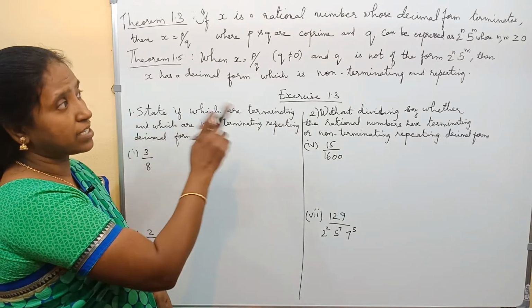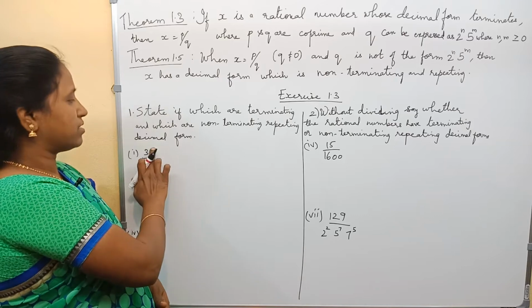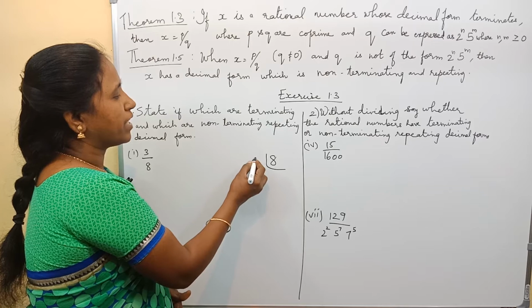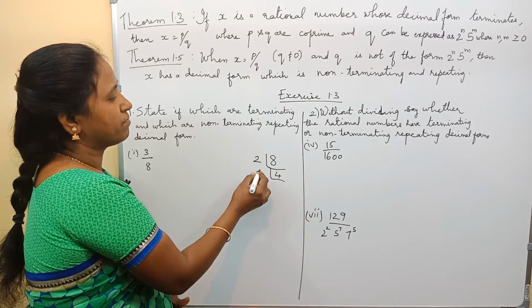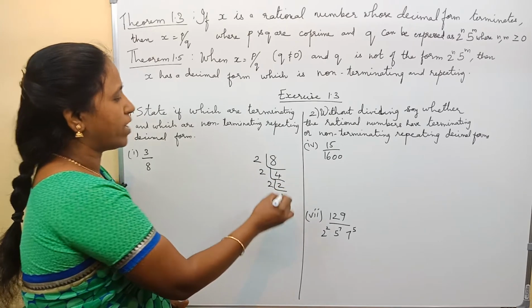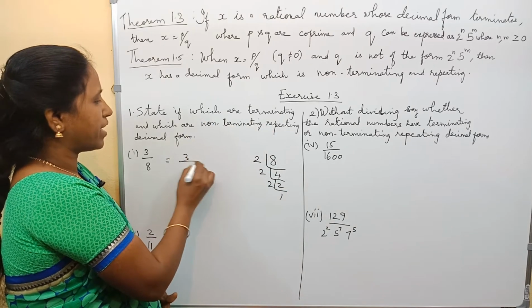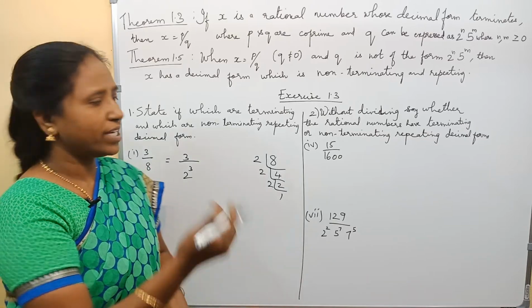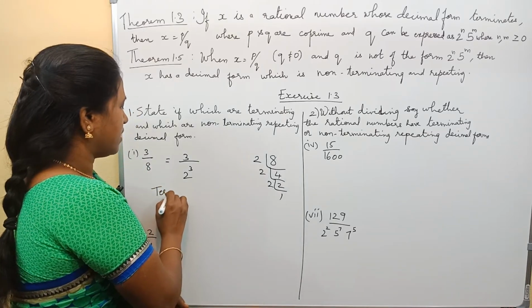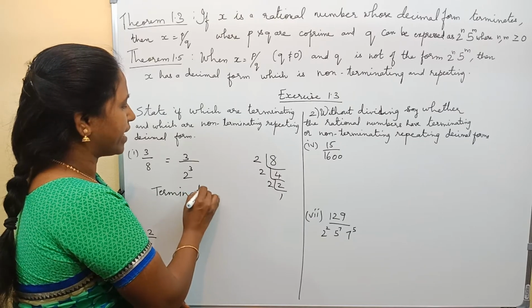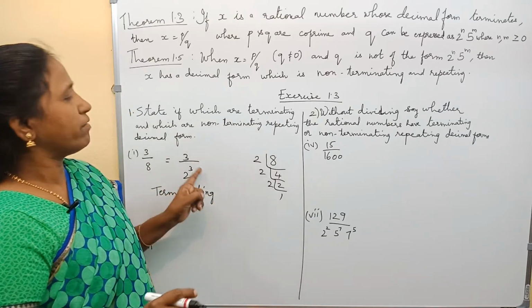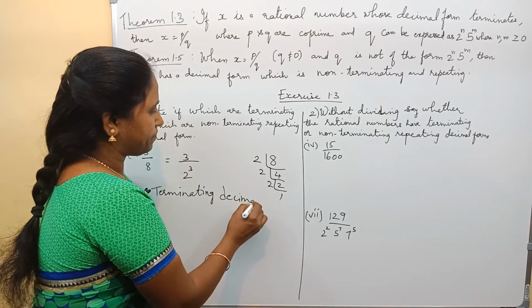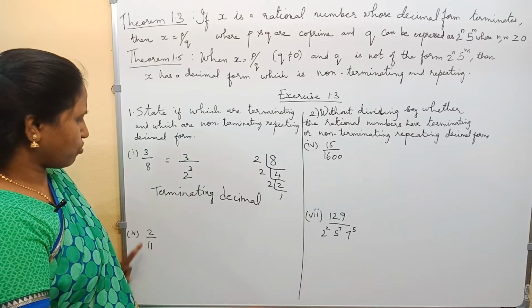So we are much concerned about the denominator. This is the numerator, this is the denominator. So let's factorize 8. What do we get? 2 fours are 8, 2 twos are 4, 2 ones are 2. So we can write it as 3 by 2 cube. So it is in the form of 2 power n. So it is a terminating decimal. If you can express the denominator in the form of 2 power n or 5 power m, it is a terminating decimal. Right?